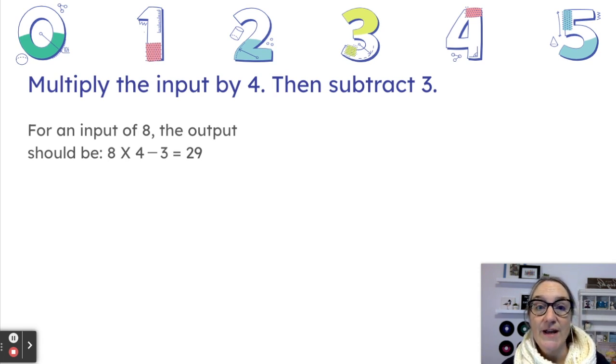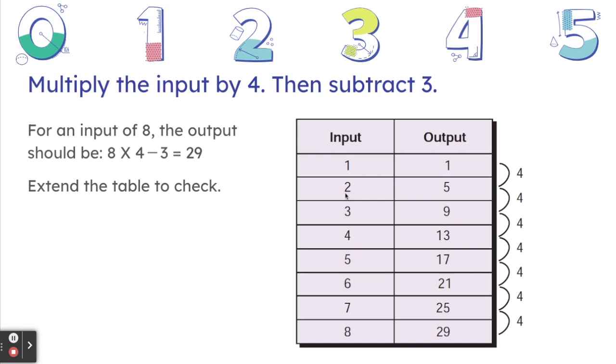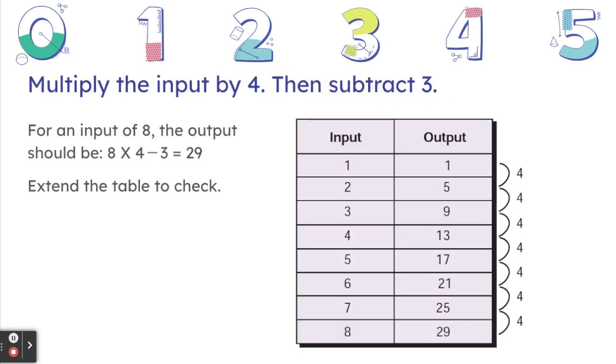And we can check that this is right by extending the table. If we simply add 1 to each input, because our pattern rule for the input was start at 1, add 1 each time until we get to 8. Then we add 4 to each output, because our pattern rule for the output was start at 1, add 4 each time. Sorry about that sneak preview of the next screen. So then we see that if the input is 8, the output is 29. So it works, and we know we're right. We used the rule, multiply the input by 4, then subtract 3 to predict the output for 8. And we also extended the table and proved that that was right.